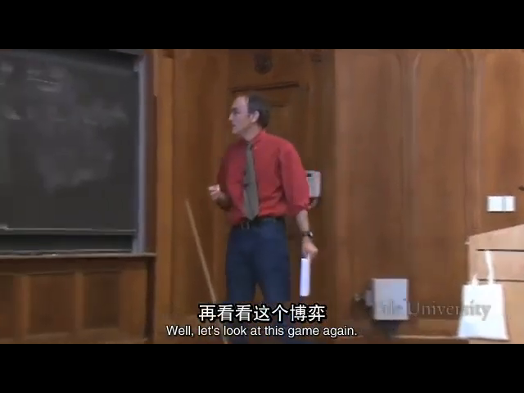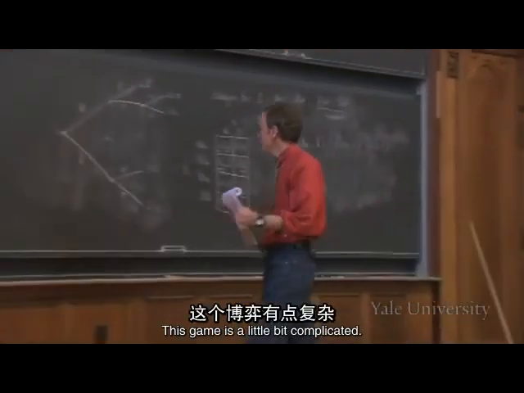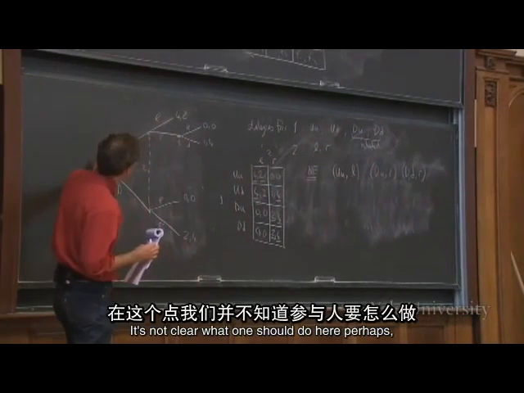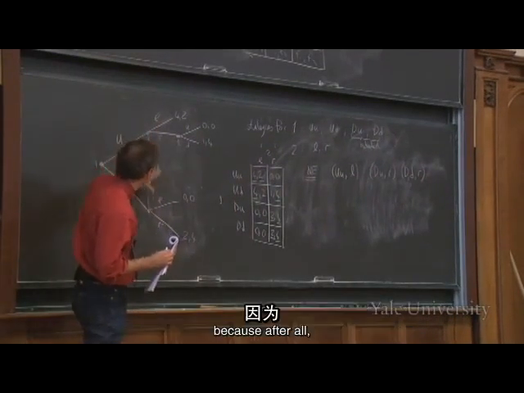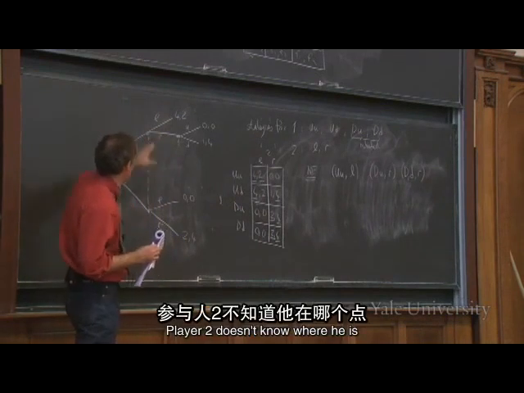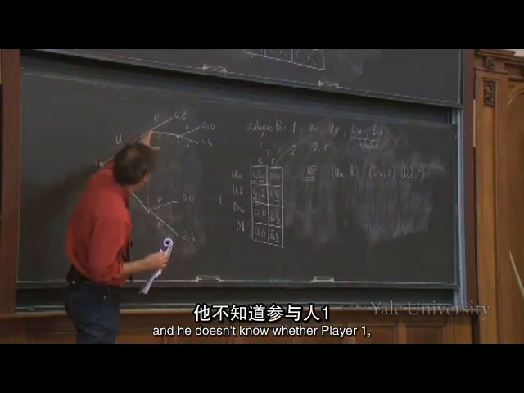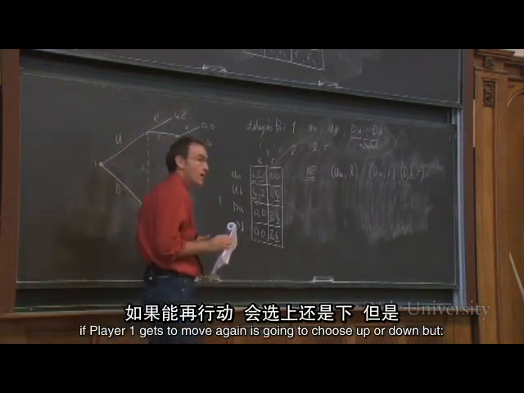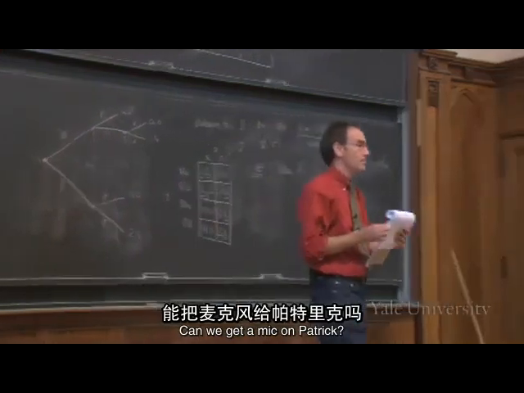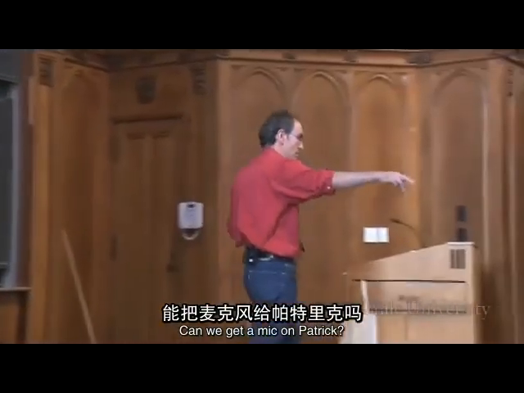Well, let's look at this game again. Right, this game is a little bit complicated. It's not clear what one should do here, perhaps. And perhaps it's not clear what player 2 should do here, because after all, player 2 doesn't know where he is, and he doesn't know whether player 1, if player 1 gets to move again, is going to choose up or down. But, what's the but? Yeah, can we get a mic on Patrick?